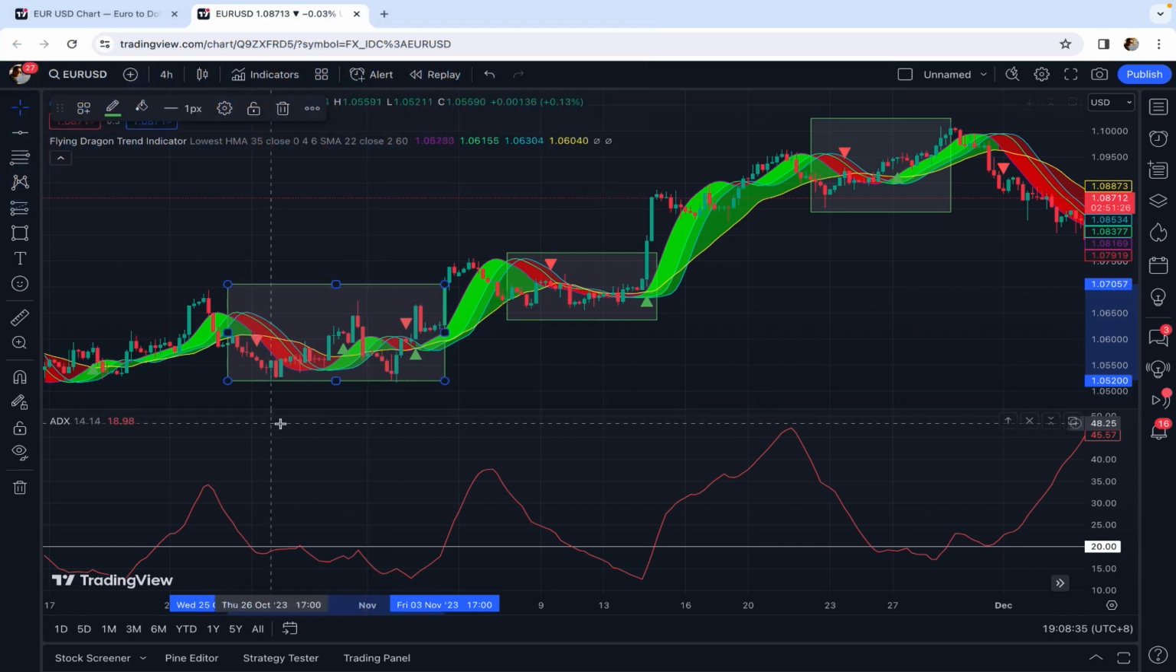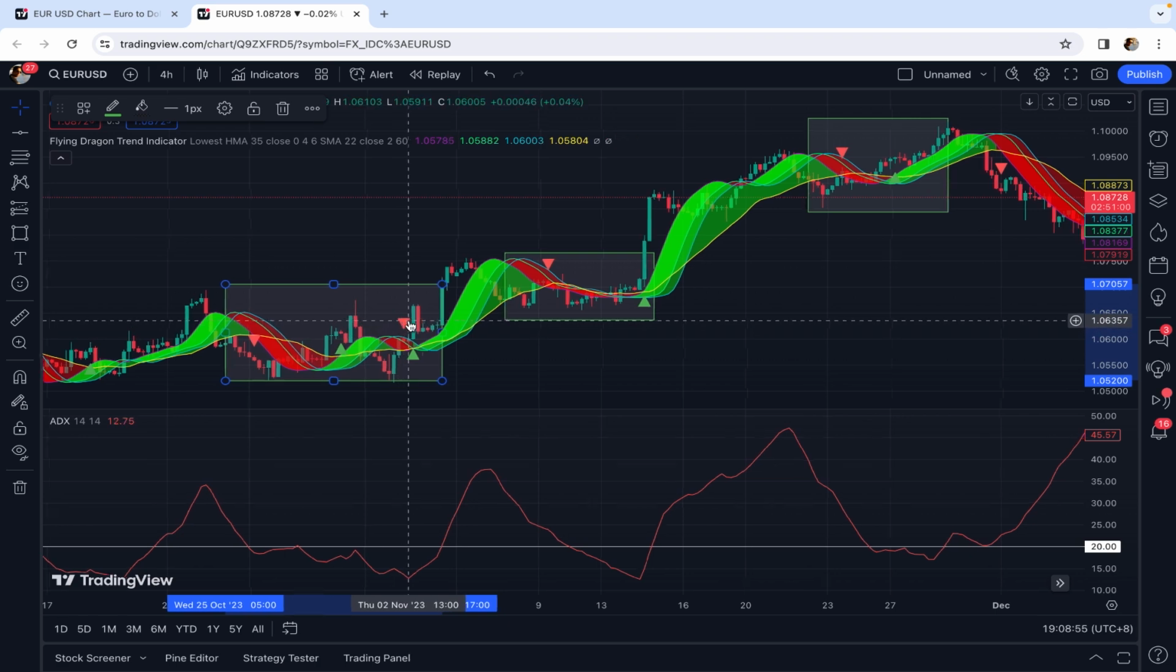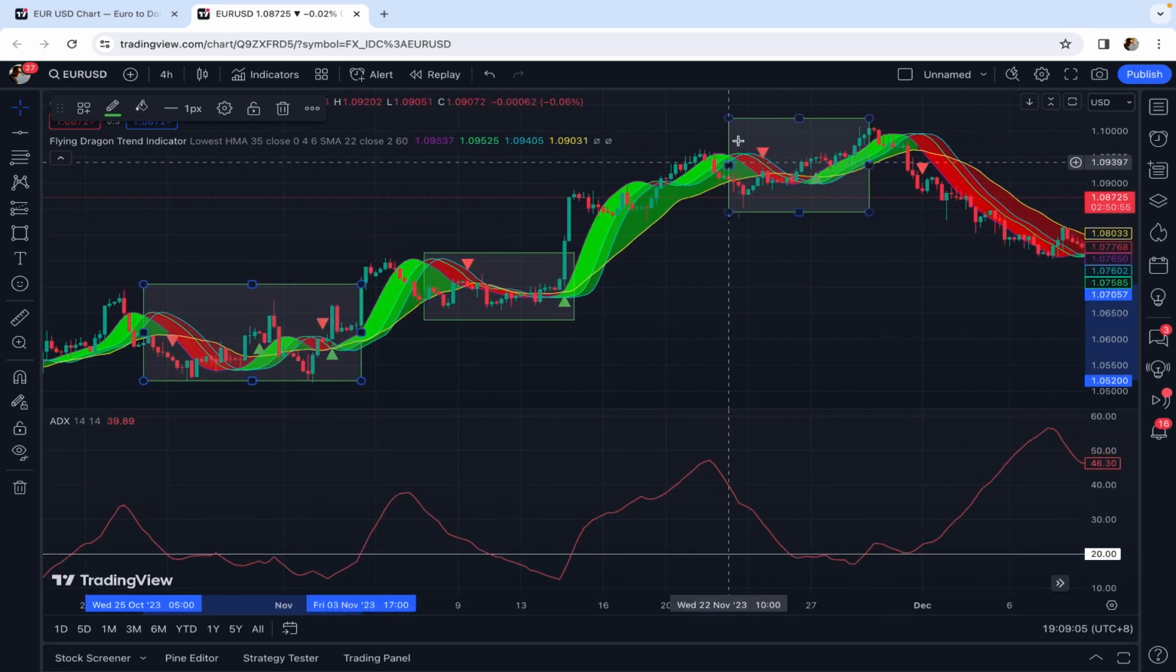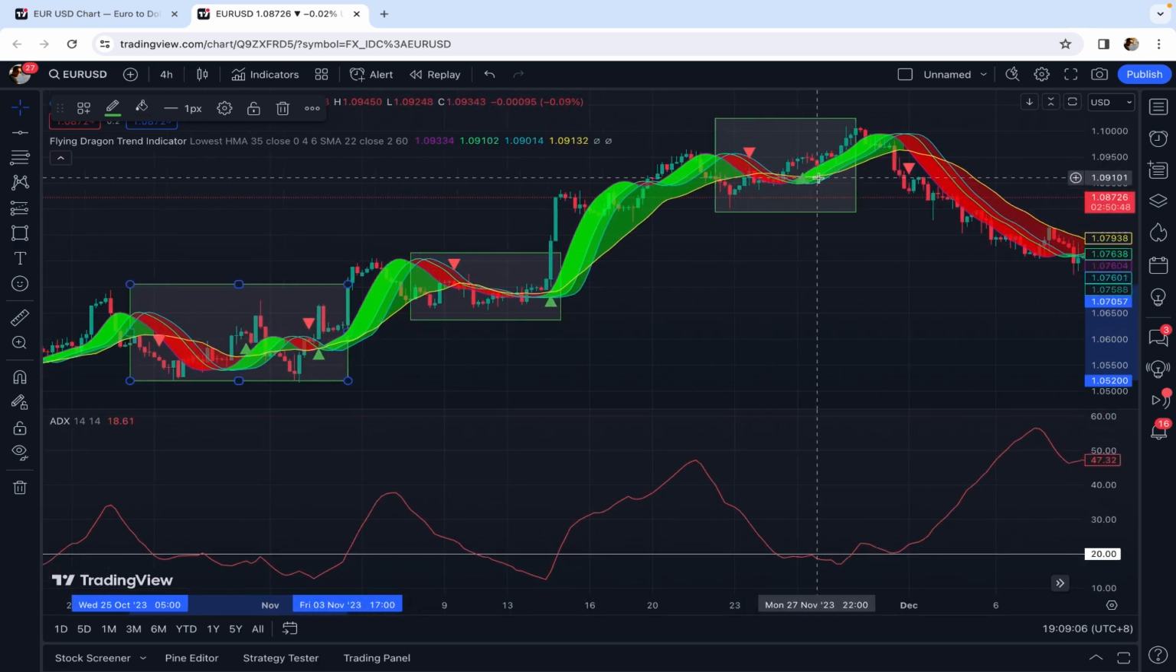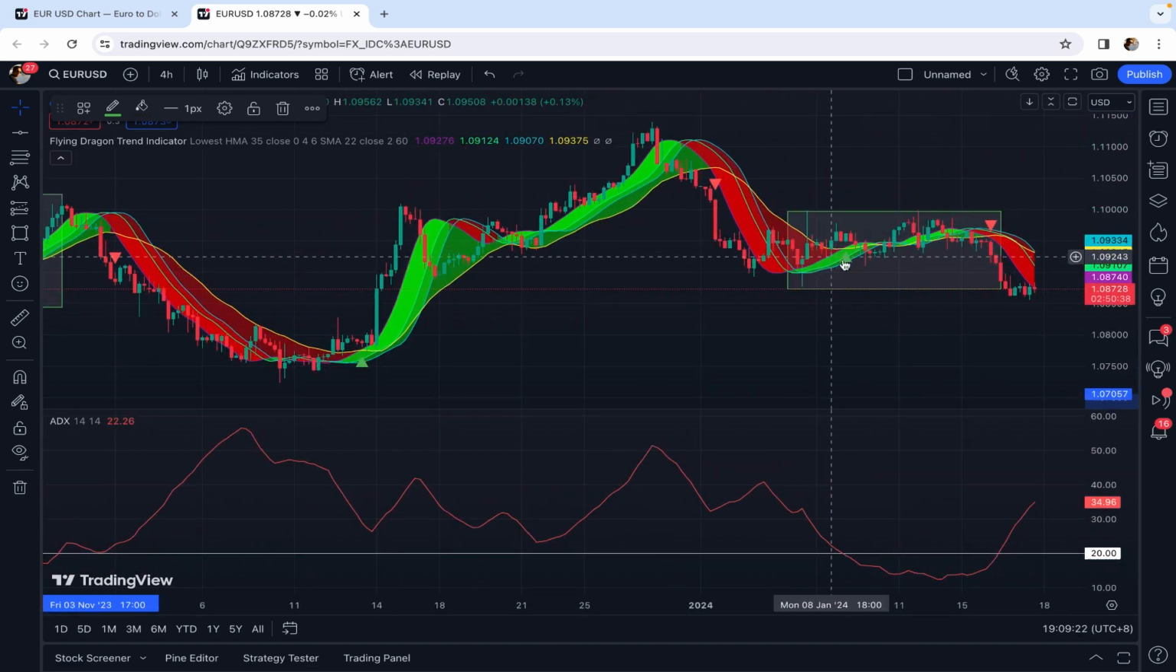When you have the ability to identify a flat market, you can easily filter the false signals during a flat market, like this sell signal here, or this sell signal here, or this sell signal here, this sell signal and buy signal here, or for another example, this false signal here.